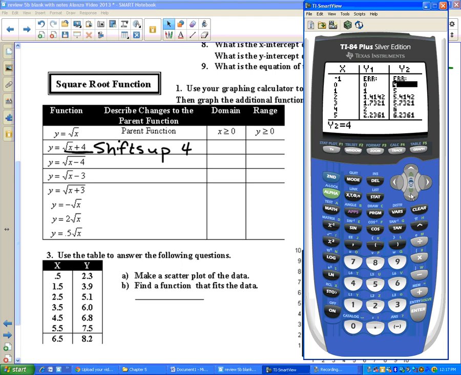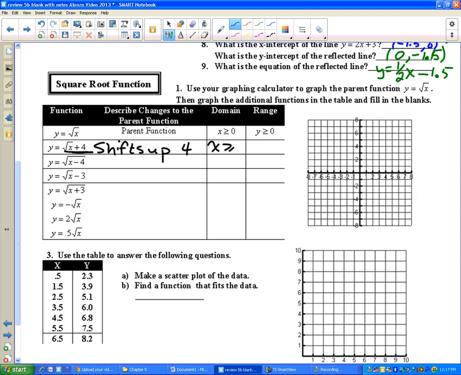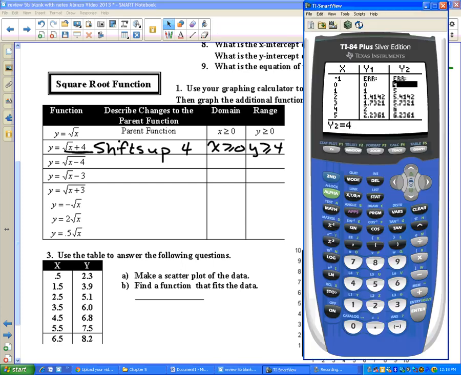So that means for my domain, x's are greater than or equal to 0. And for my range, y's are going to be greater than or equal to 4. So x is greater than or equal to 0. Y is greater than or equal to 4. My original graph did something like this. This one starts at 4 and does something like that. Those are those two graphs, approximately. All right, let's do the third one.